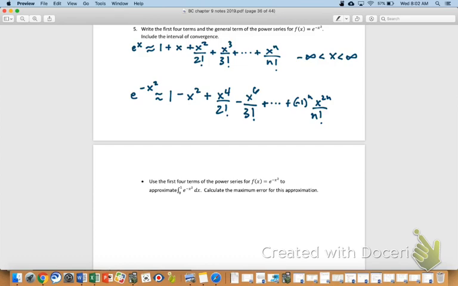Looks pretty good. Agreed. What do you guys think about the interval of convergence? What do you think it ought to be? It's got you choked up, doesn't it? Negative infinity to infinity. What do you guys think of that? I think it's right. It's good. Okay. Very good.